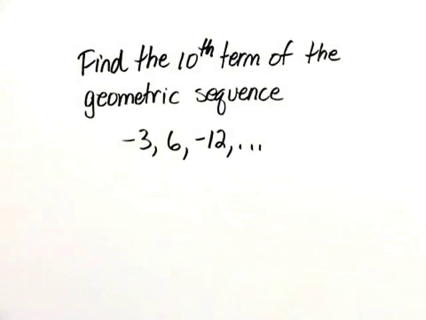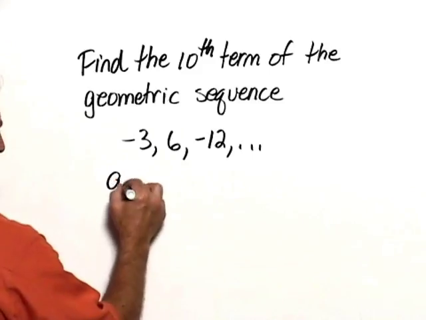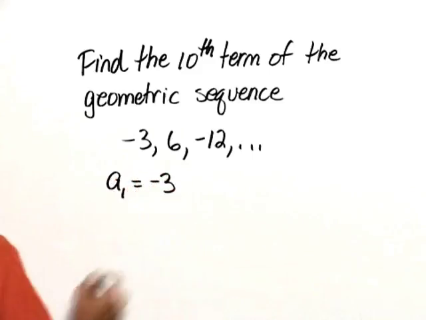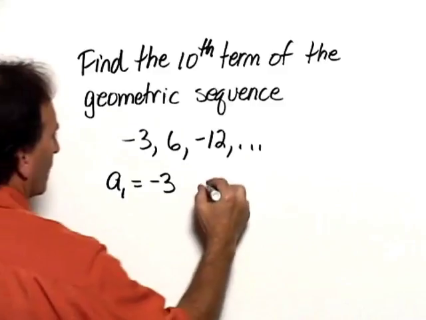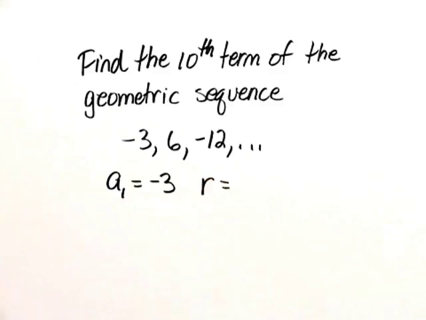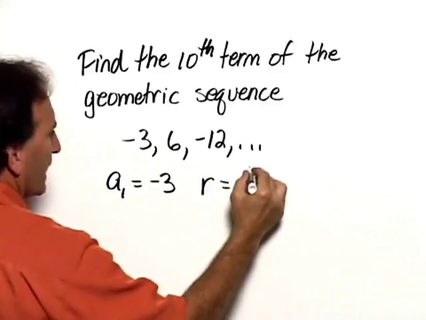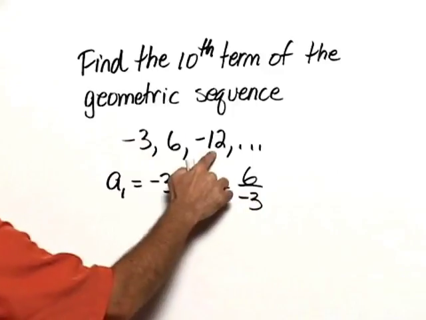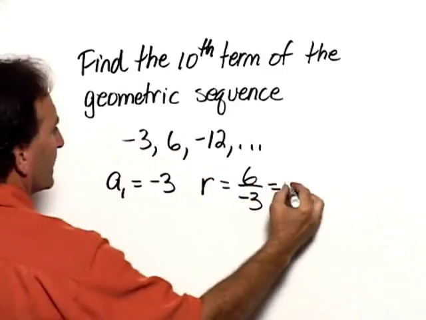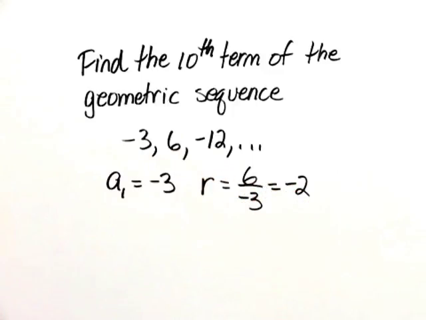Find the 10th term of the geometric sequence -3, 6, -12, etc. So let's identify a sub 1, the first term, which would be -3. R, which is the common ratio, you can either do 6 divided by -3, or you could do -12 divided by 6, but that gives us a common ratio, R, of -2.